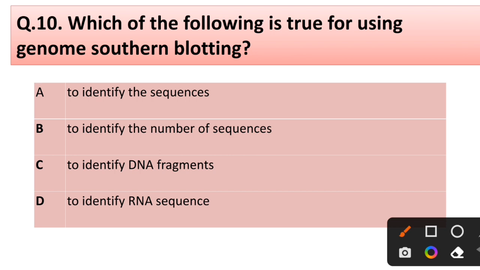Question number 10. Which of the following is true for using genomic Southern blotting: to identify the sequence, to identify the number of sequences, to identify DNA fragments, to identify RNA sequence? Correct answer is option B, to identify the number of sequences.